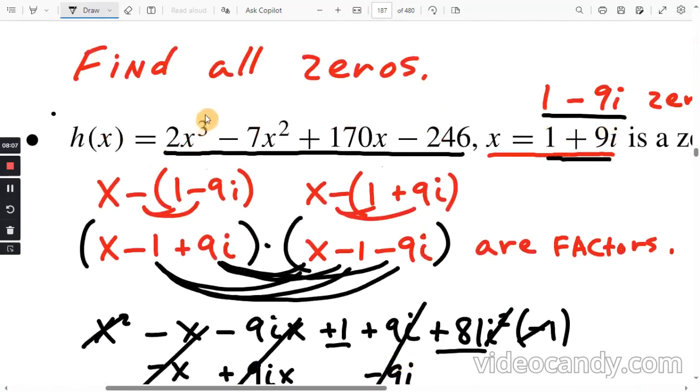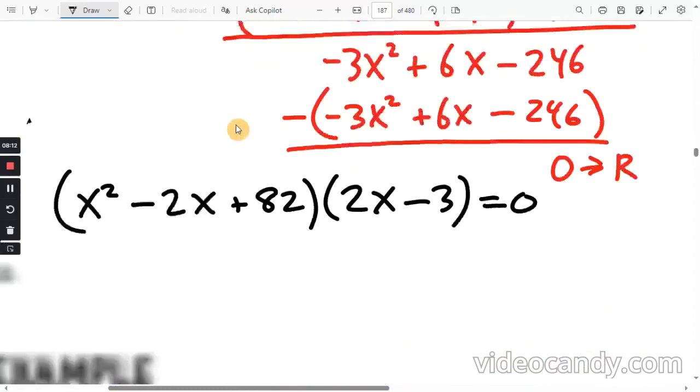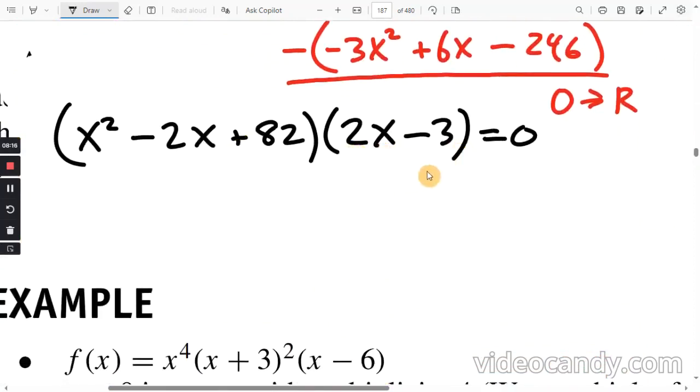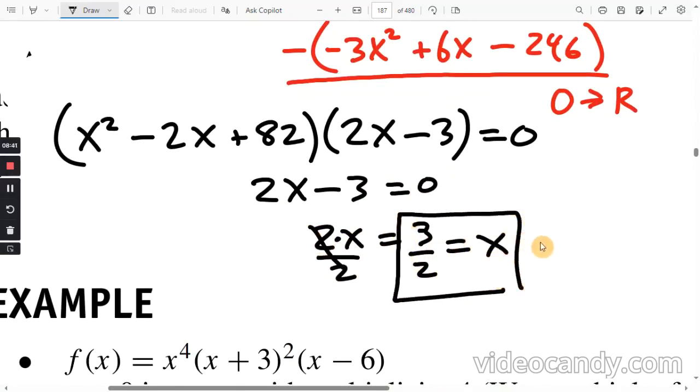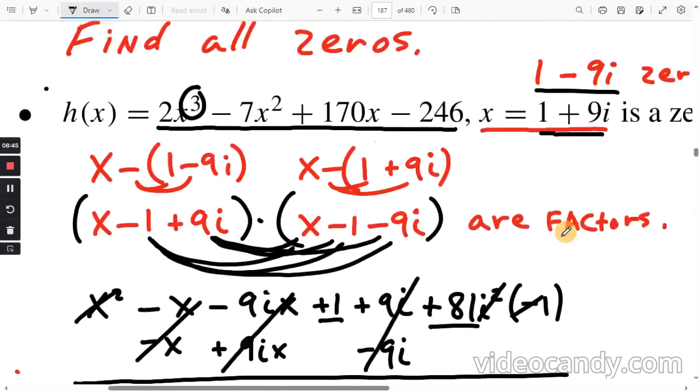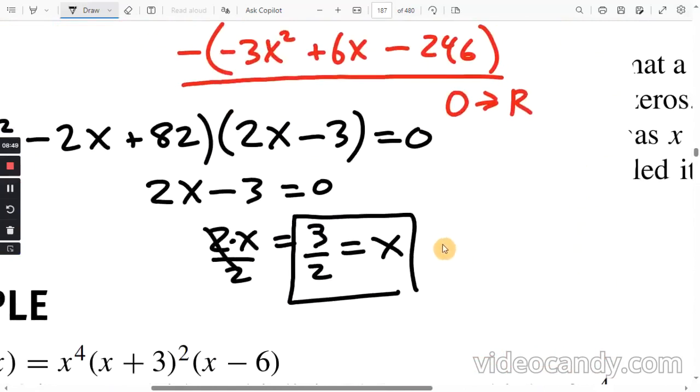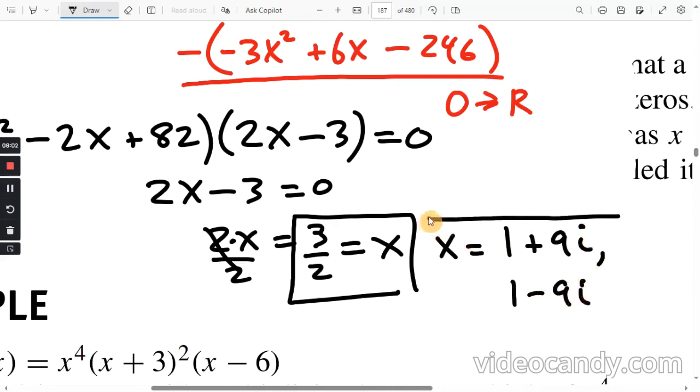All right, we got two zeros, but we're looking for three of them because it's x to the third. So what's the last zero? Right here, 2x minus 3 equals 0. Plus 3 on both sides. And here we have x times 2. The opposite of times 2 is divided by 2. So x is just 3 halves. And also, the other ones were 1 plus 9i and 1 minus 9i. So those are the three zeros.